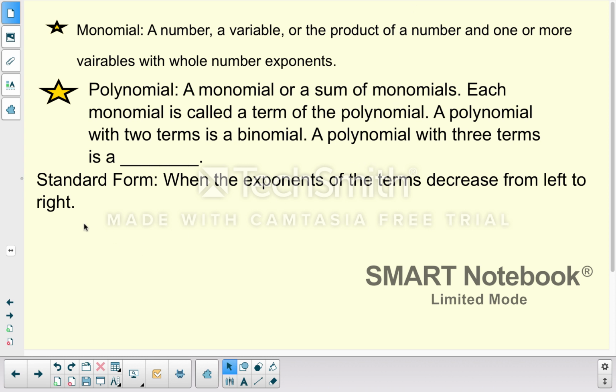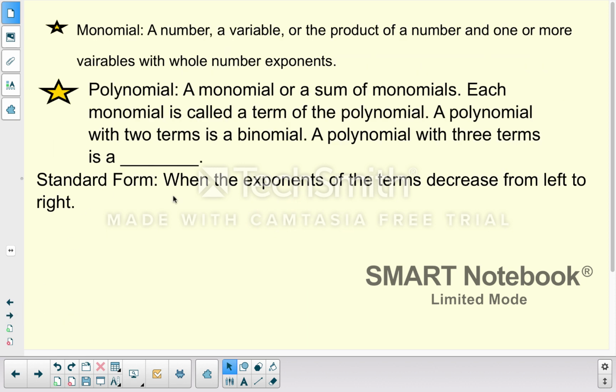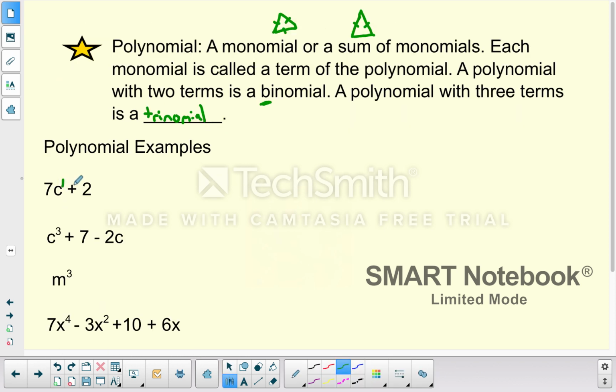The next term that I want you to know is standard form. So when the exponents of the terms decrease from left to right, if I was to go back to this slide right here, you should notice that this is correct for standard form. What I'm saying is the exponents of the terms, right? So this term right here has an exponent of 1, and so that would go first because it has a variable. You can see this one here, it's c cubed first, and then 7, and then negative 2c.